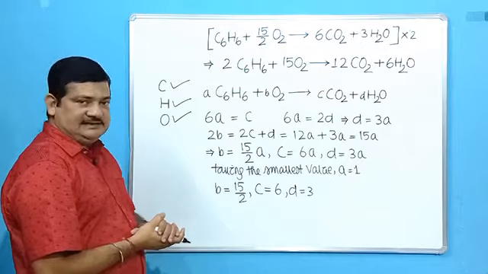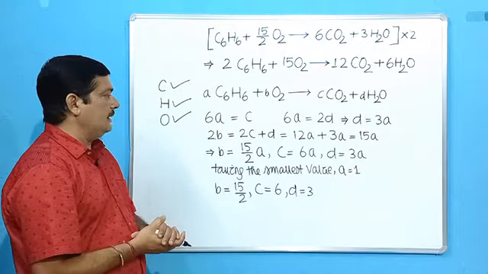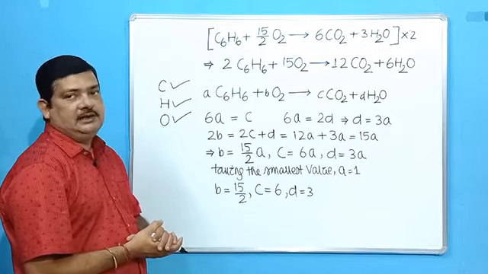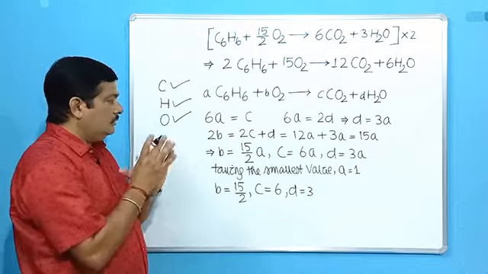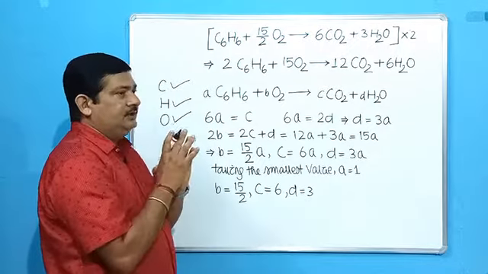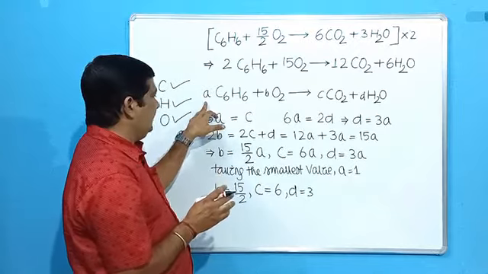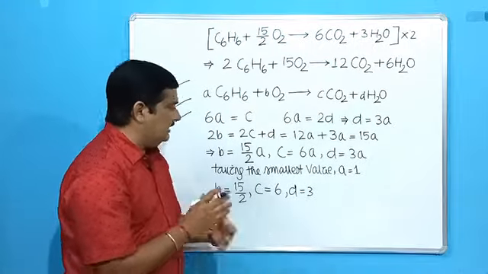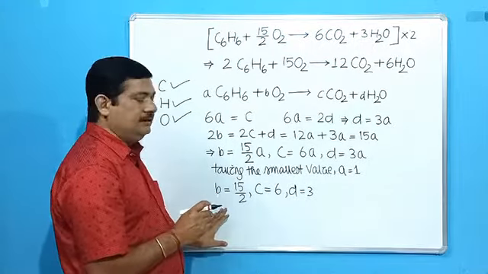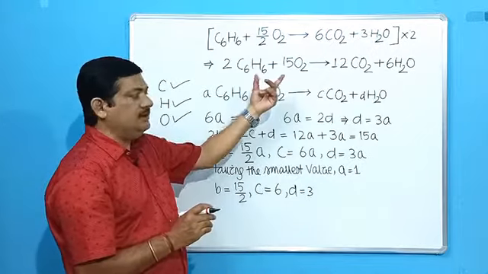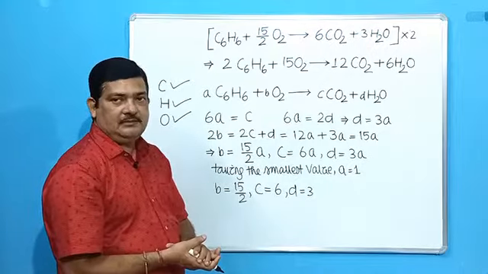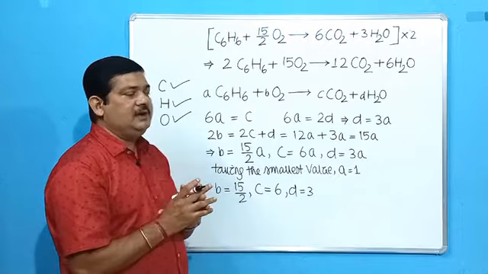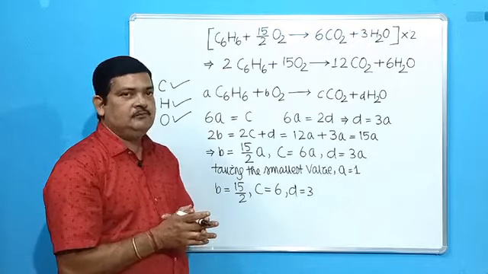Okay, so this is called the algebraic method, which is used to balance complex chemical equations. Simply by putting the values like A, B, C, D and finding out the relationship, we can finally get the values of A, B, C, D, place them here, then we can balance the chemical equation. So these are the three ways to balance a chemical equation.